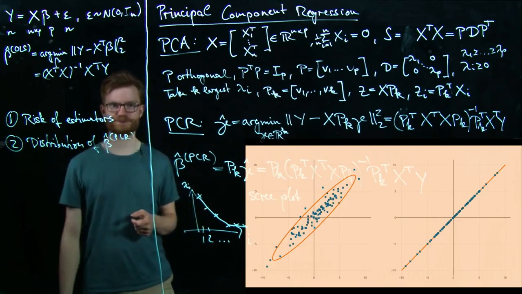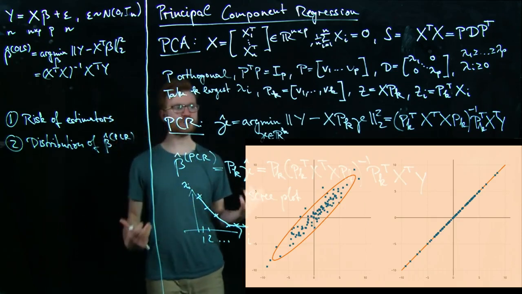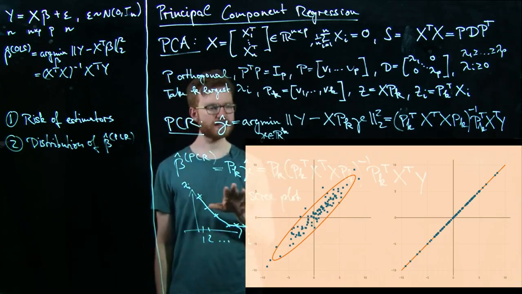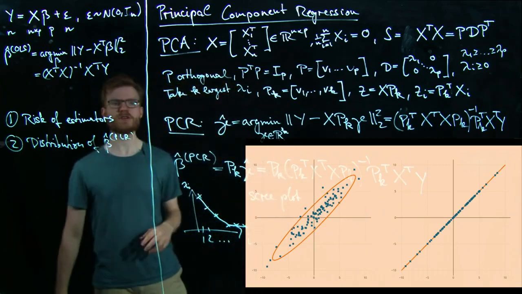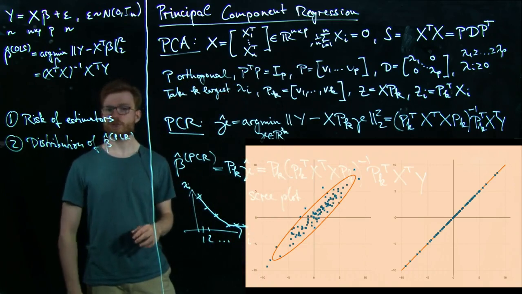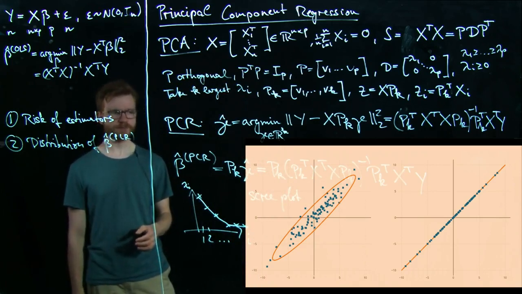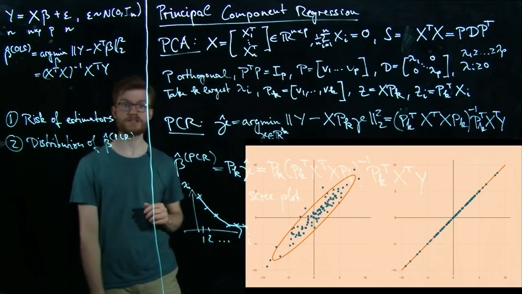All right, so why don't you first, while I'm erasing, calculate an example of this estimator in a two-dimensional case. And when we're back, I'll talk a little bit about the risk of estimators.